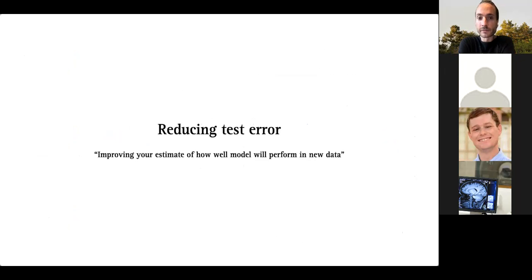The goal of many computational modeling projects, especially machine learning, is that you provide some estimate of how well your model will perform in new data. This is called our test estimate. And we are trying to do this in a way such that the test error, so how well our model will perform in other new data, is as small as possible. So that the difference between how well it performs in our data and new data is as small as possible.